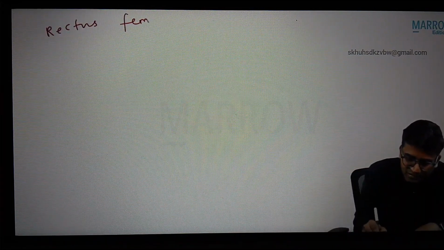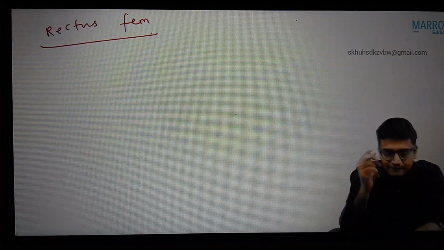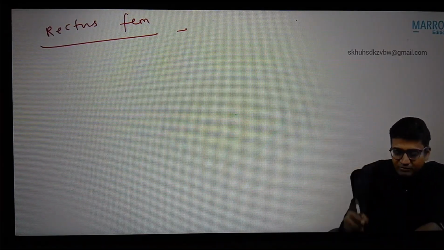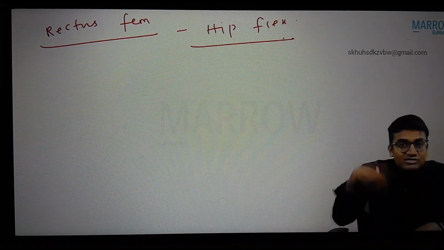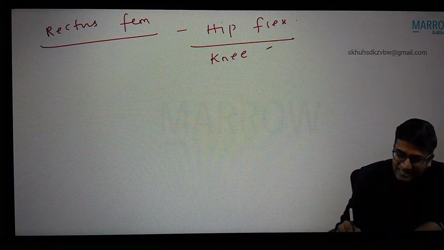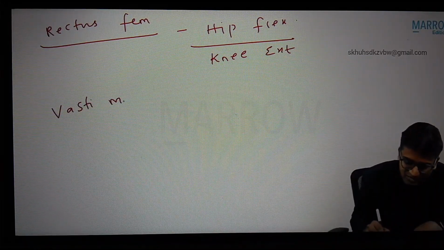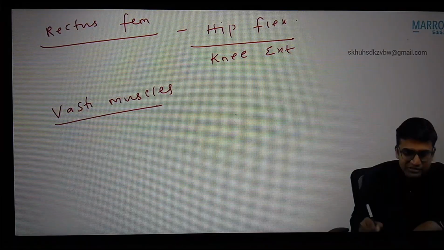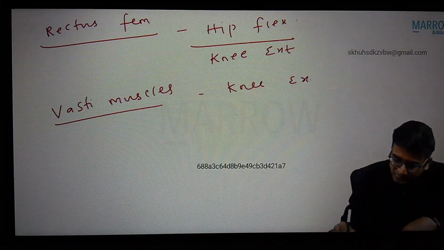Now, what is the action of the rectus femoris muscle? The rectus femoris muscle crosses the hip in front and crosses the knee in front. It is crossing the hip in front. What does it do? Hip flexion. It crosses the knee in front: knee extension. Now, what about the vasti muscles? The vasti muscles, I told you, have action only at the knee joint. So, they extend the knee.